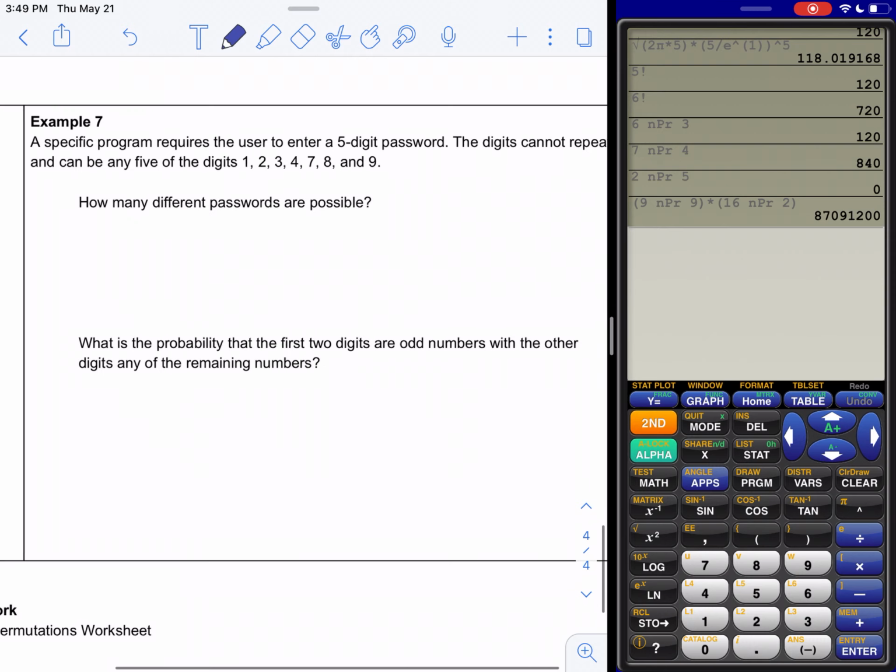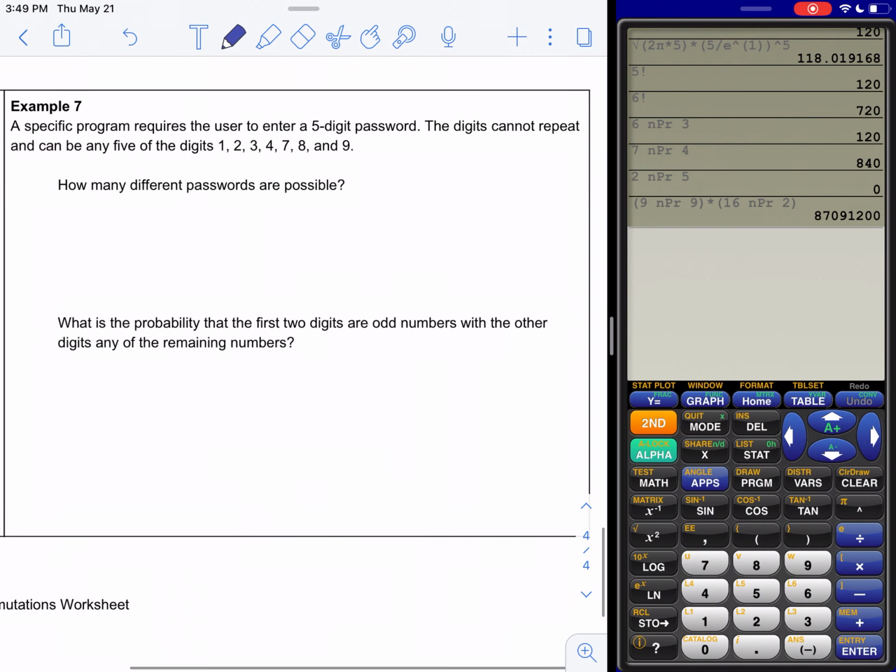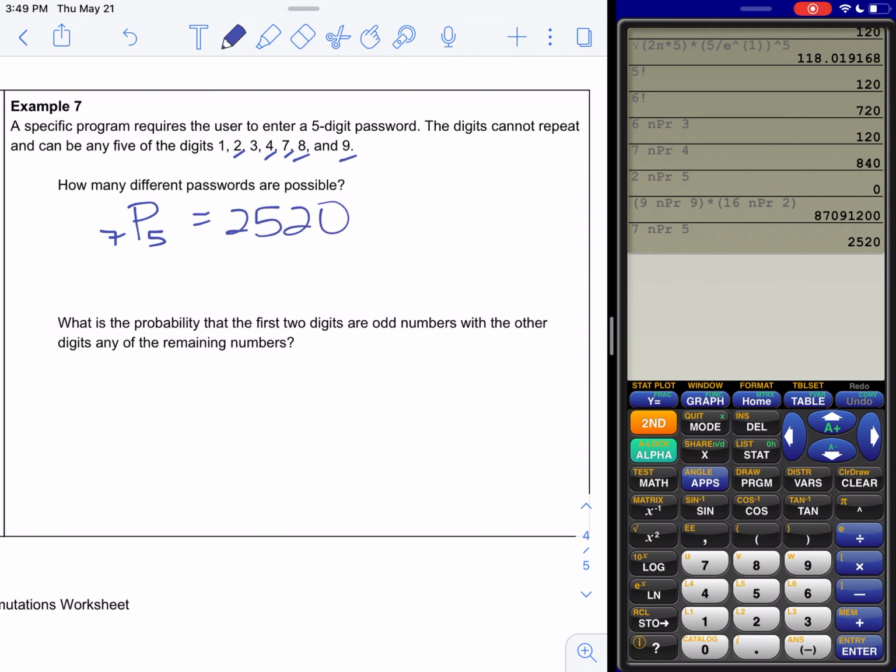Cruising on. So cybersecurity here. A specific program requires the user to enter a 5-digit password. The digits can't repeat and can be any of the digits 1, 2, 3, 4, 7, 8, 9. How many different passwords are possible? If we count them up, we have 1, 2, 3, 4, 5, 6, 7 digits, and we want to make them into groups of 5. So 7 permutation 5, and we get 2,520 different passwords.